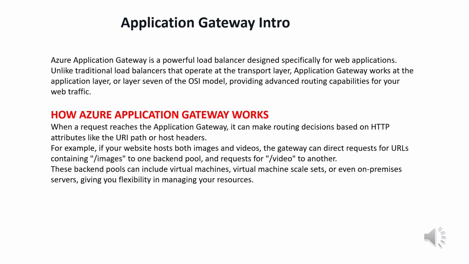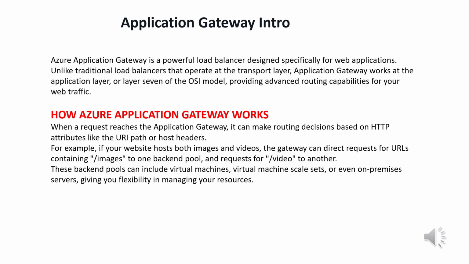Azure Application Gateway is a powerful load balancer designed specifically for web applications. Unlike traditional load balancers that operate at the transport layer, Application Gateway works at the application layer, or layer 7 of the OSI model, providing advanced routing capabilities for your web traffic.